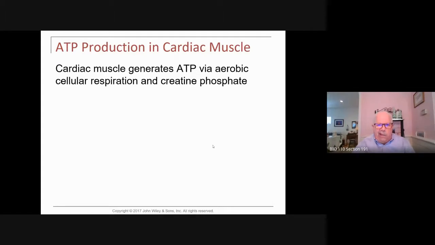When the heart beats, it's a muscle, so it generates ATP. ATP in biology is energy, is stored energy. And it does that by using oxygen. Your heart beats from day 18 as a fetus until you die.